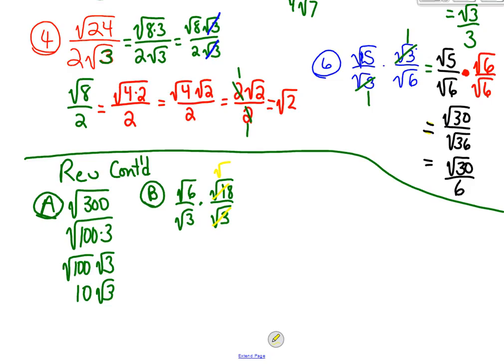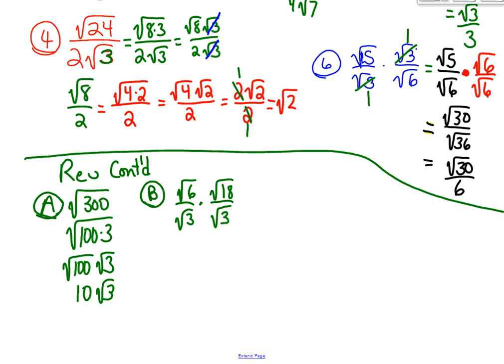The square root of 6 would be left over when I do that division. And if I take the square root of 3 divided by the square root of 3, I get 1. If I take the square root of 6 divided by the square root of 3, I get the square root of 2. And so when I do that, I'll just do it in a different color so that I can kind of leave it there.